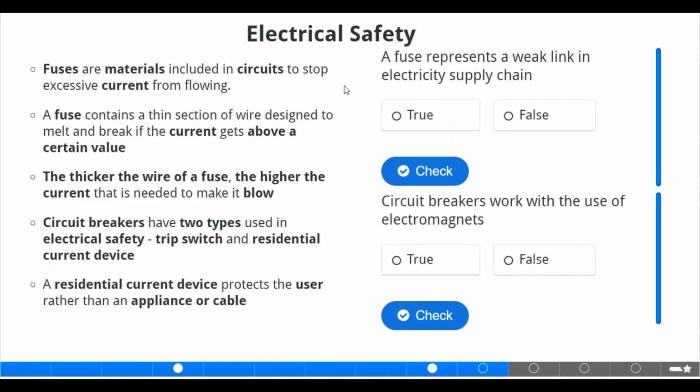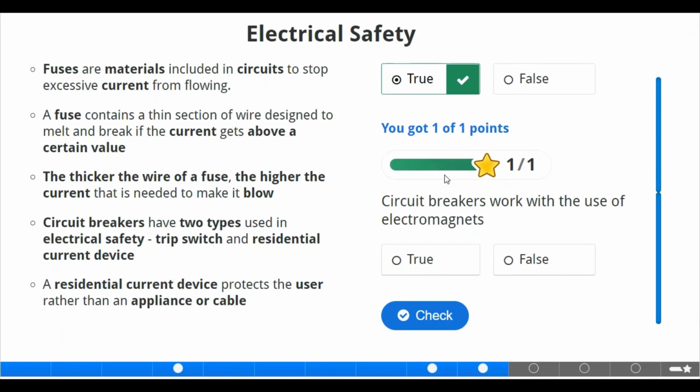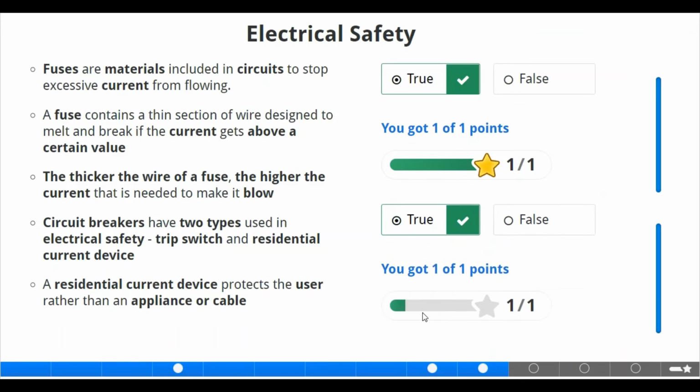Let's deal with these questions. A fuse represents a weak link in the electricity supply chain. That is what? True, because that is what is needed to keep the current in check in order not to go beyond its threshold value. Circuit breakers work with the use of an electromagnet. Yeah, that's correct.